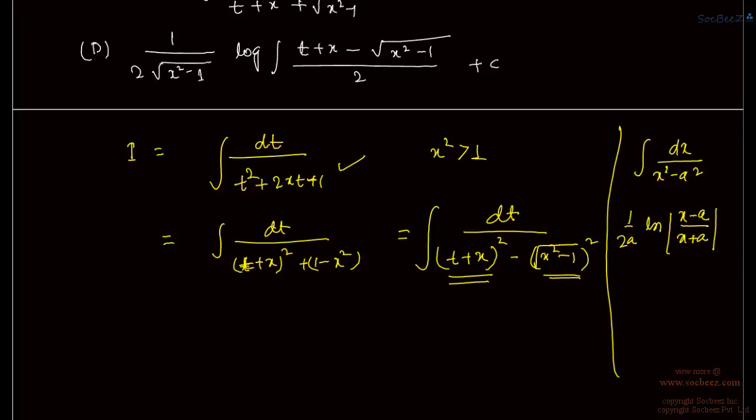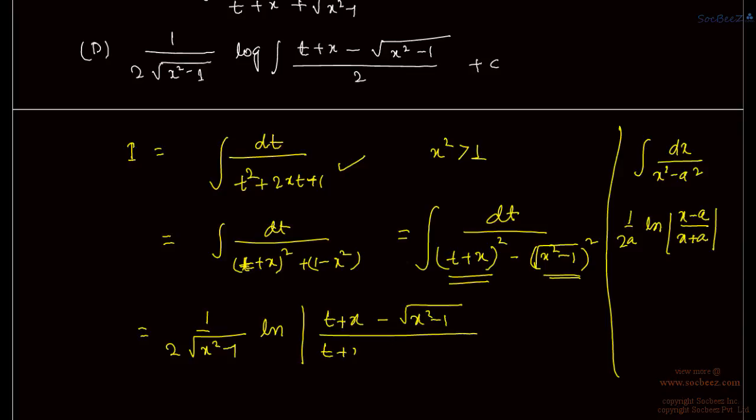So we can write this integral as 1 upon 2a, where a is root of x square minus 1, ln, that is log with base e, |t plus x minus root of x square minus 1 upon t plus x plus root of x square minus 1| plus some constant. So this is the value of the integral.